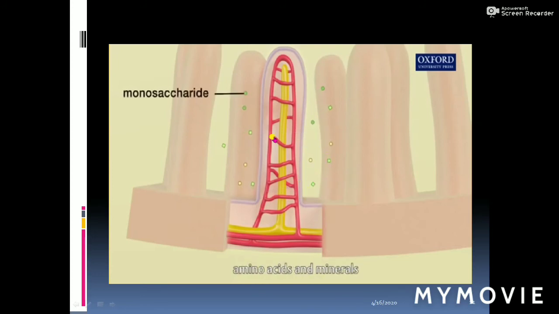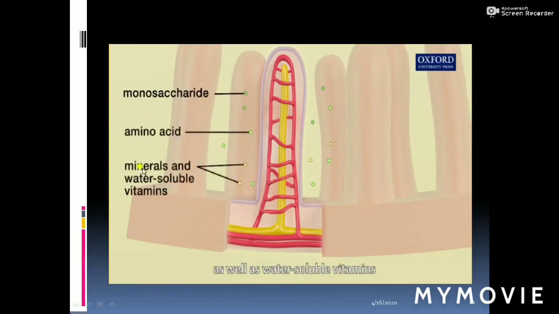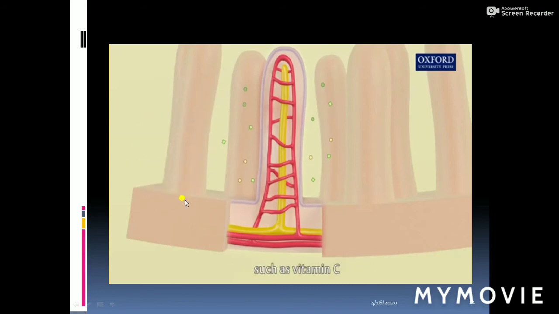This is the cut portion of the small intestine. On the inner wall of the ileum, there are a large number of finger-like projections called villi. Each villus has a lymph vessel called lacteal in the center. The lacteal is surrounded by a network of capillaries.